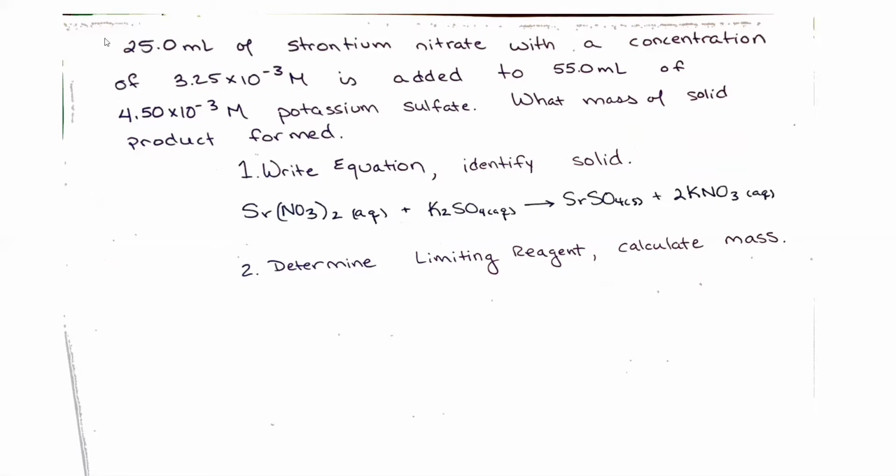So there are 25 mL of strontium nitrate, with a concentration of 3.25 times 10 to the minus 3rd molar, and it gets added to 55 mL of a 4.5 molar solution of potassium sulfate, and you're going to form a solid. What mass of that solid is formed? One of the things you should realize about a problem like this is that it's a limiting reagent problem. You have enough information to get moles on more than one thing.